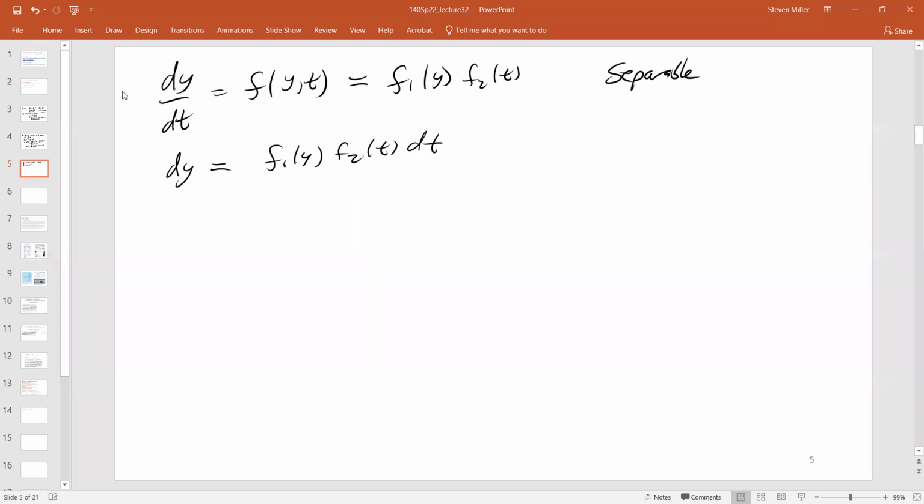So what would the next line become? Divide both sides by f1 of y. So we would get dy over f1 of y equals f2 of t dt, and now just integrate. And then it all comes down to, can we do the integral on the left? If we can, we're in great shape. And then we've got to handle the integral on the right. And if we can handle that, then we're in wonderful shape and we've got everything solved.